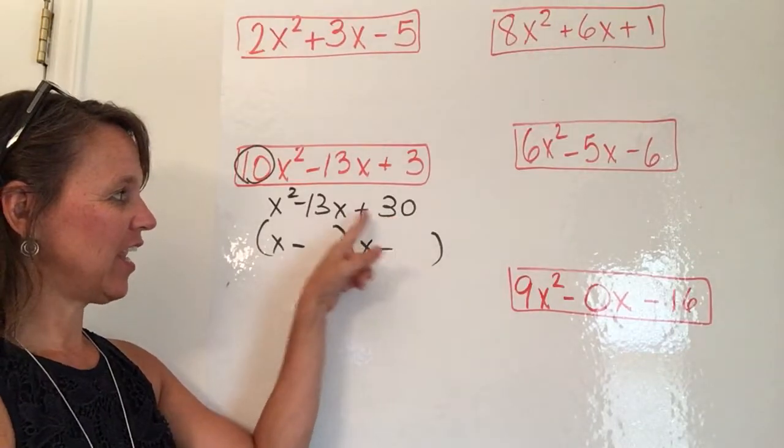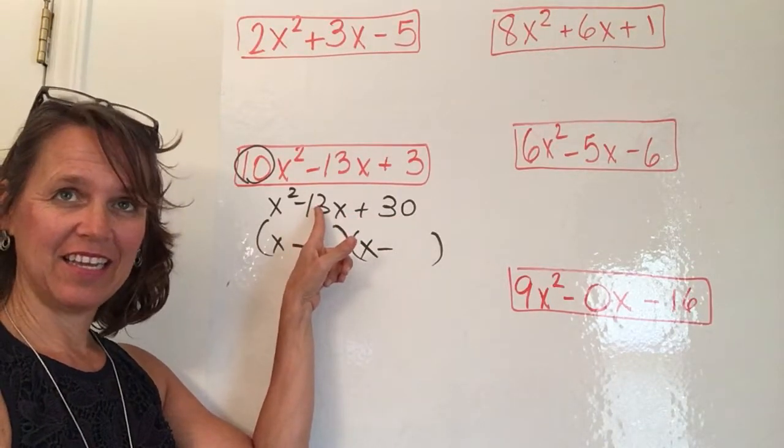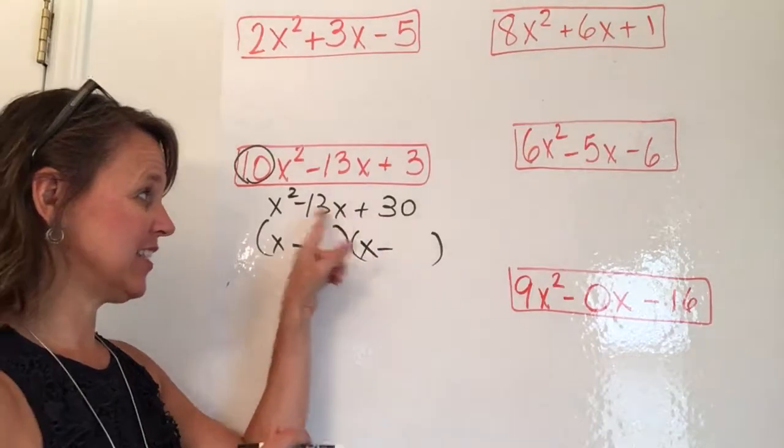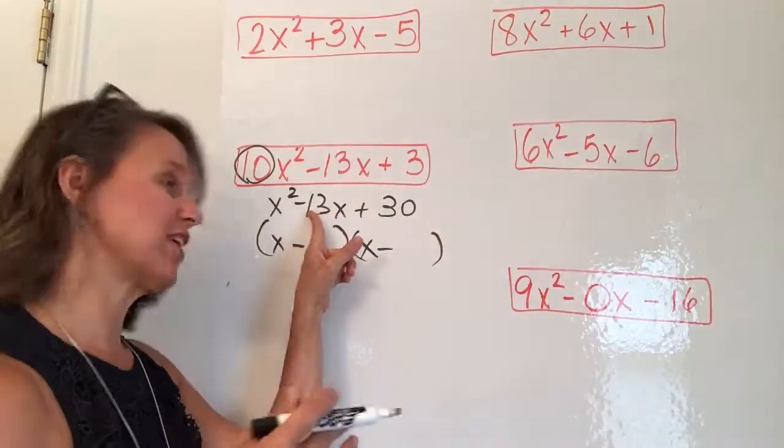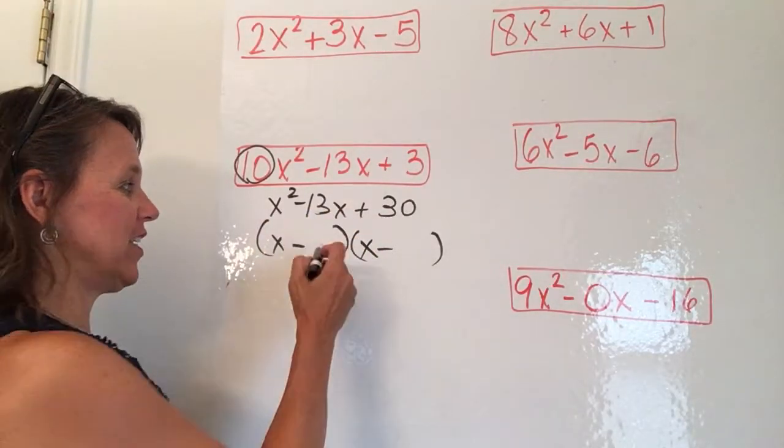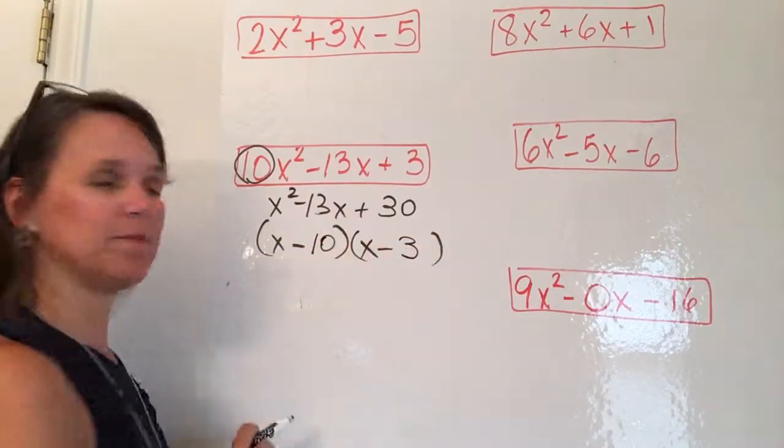Multiplies to give you 30 and adds to give you 13. It's not 15 and 2, because that subtracts to give you 13. So adds to give you 13 is 10 and 3. We put the bigger one first.